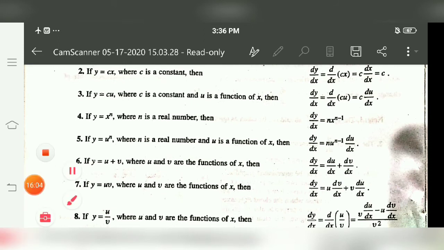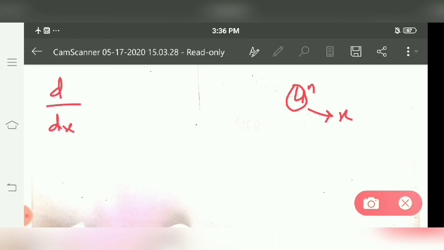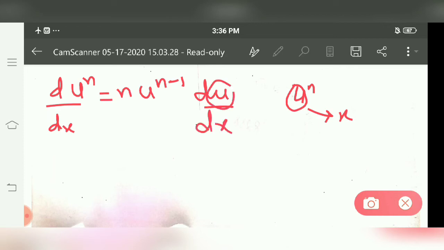Next, again if we have u raised to power n, where again u is a function of x, we have to find its derivative with respect to x. Then d by dx of u raised to power n, again n in front, u raised to n minus 1, and we have to take the derivative of u with respect to x. Here u is not a constant, u is a function of x, so we keep it as is, and substitute the value of u later. If we know the value of u, we get this value.